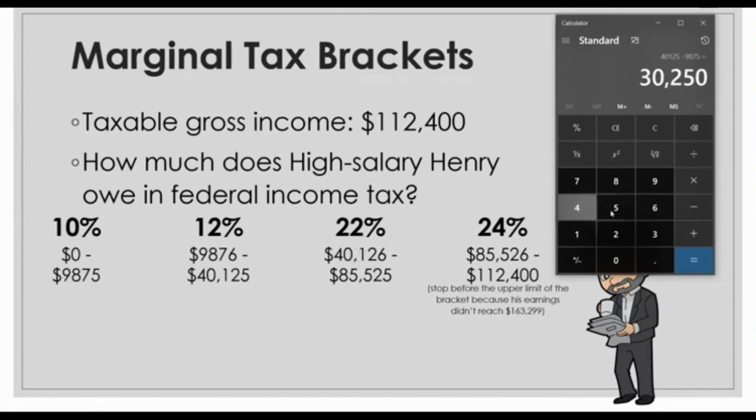If I were trying to calculate the 22% range, it's 85,525 minus the dollars that have already been taxed, so some at 10%, some at 12%. The previous amount that has been taxed total is 40,125. I can't go by the starting number here. I need to subtract the ending previous number, otherwise your ranges will be off, your calculations will be off.